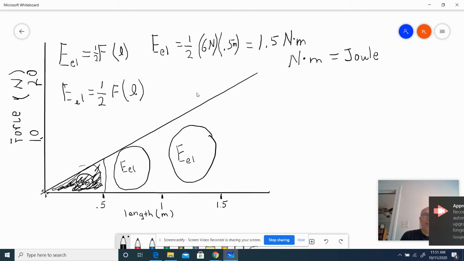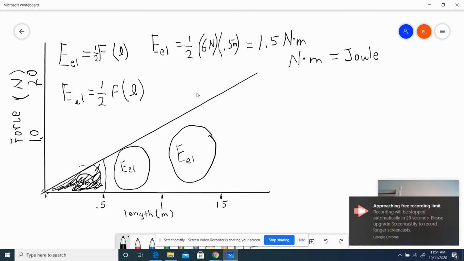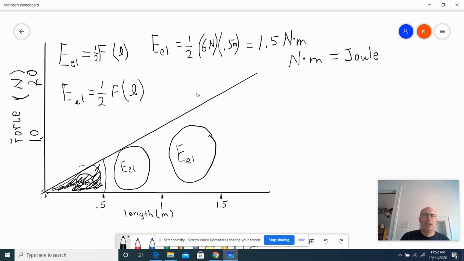I want to do one more problem here. No, I'm not going to do one more problem. I'm just going to remind you guys that we could do the same equation here, but we could use a length of 1 meter and then maybe a force of 12. 12 times 1 meter times 1/2 would also give us the energy under the graph if we wanted to do this whole area.